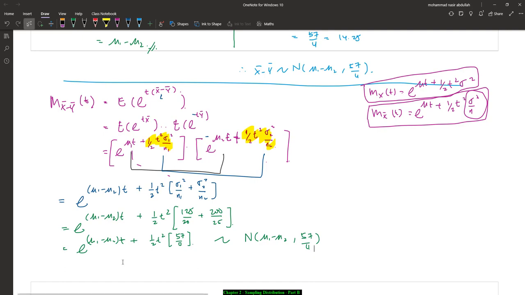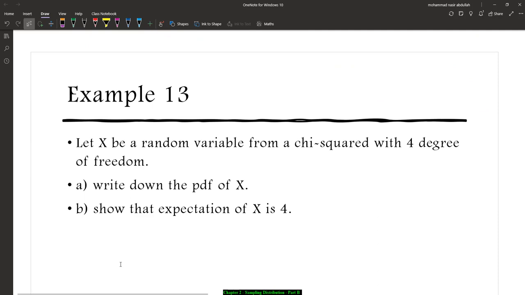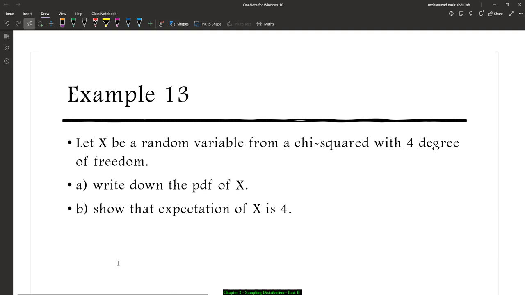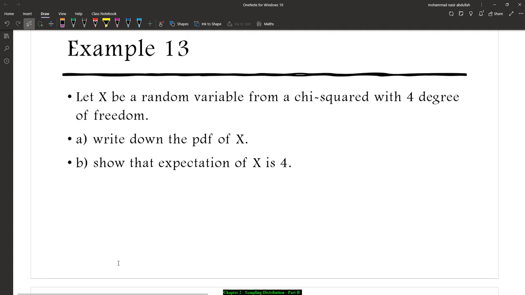So example number 13, I think example number 13 you can do by yourself. So dia kata kat sini let x be a random variable from a chi-square distribution with 4 degrees of freedom. So we just write down the PDF. Show the expected value is equal to 4. Senang je kan? Just plug in the value of this, the PDF of chi-squared f x.